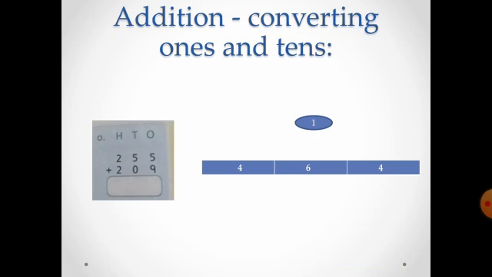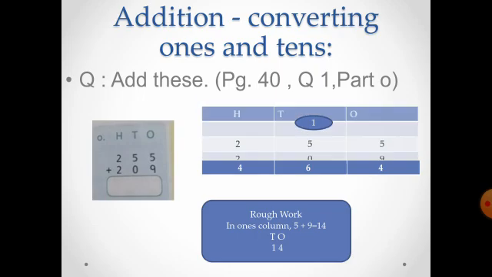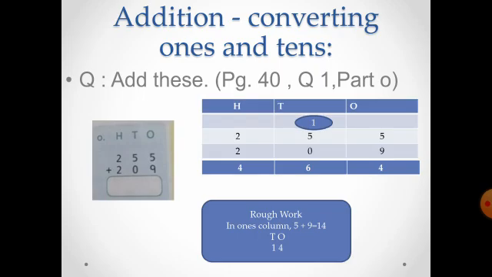Look at the picture again. This picture is taken from your book. 255 and 209 are going to be added together. For this we will do the solution. In the solution we will start from the ones column. In the ones column we have 9 and 5. When we add 9 and 5 we will get 14. 4 will be written in the ones column and 1 will go as the carry.